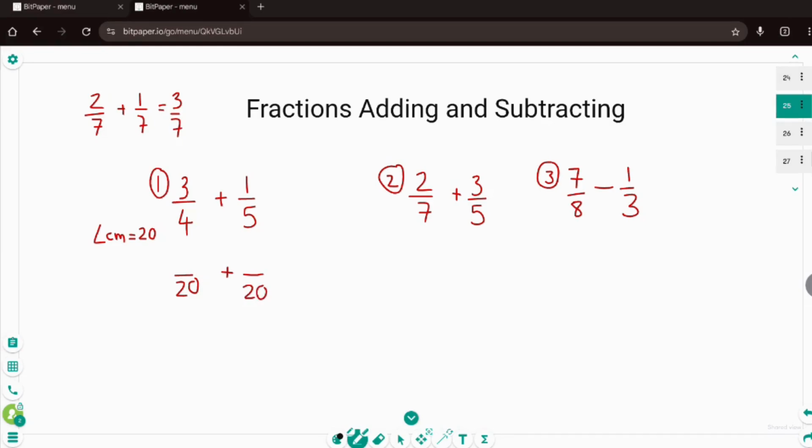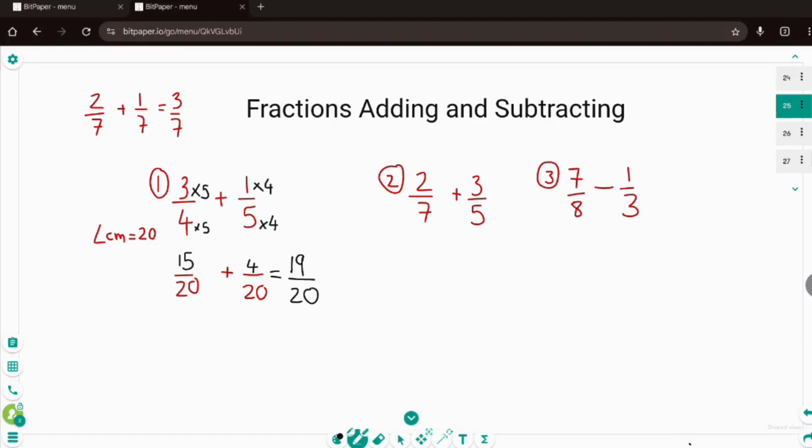Well, what do you multiply 4 by to get 20? It is 5. So we have to multiply the numerator by 5 as well. 3 times 5 is 15. What do you multiply 5 by to get 20? It's 4, so multiply the numerator by 4, which is 4. Now we can add the numerators, which are 19, leave the denominator the same.